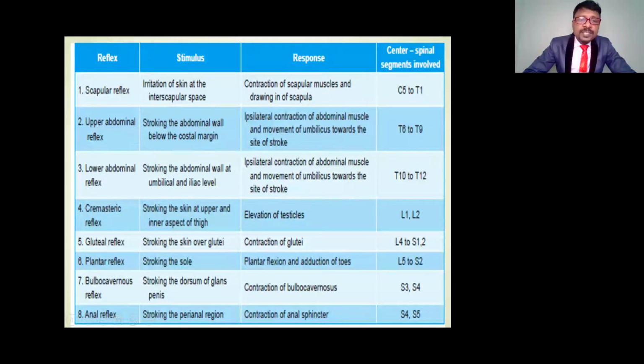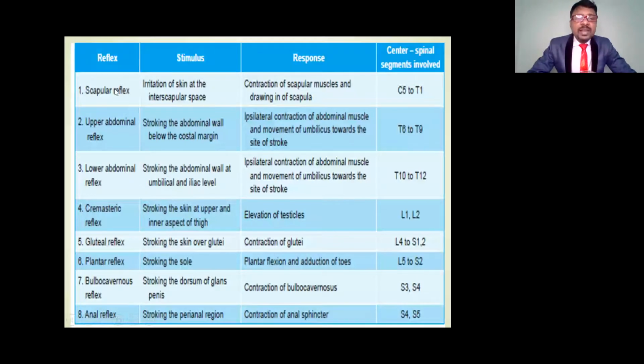The first one is the scapular reflex. The scapular reflex means irritation of the skin at the interscapular region. What happens if we scratch in between the scapulae, between the shoulder blades, or pinch there? What will be the response? Contraction of the scapular muscles and drawing in of the scapula. If you stroke there, they do the contraction. This is a normal response. It indicates the center at C5 to T1. The C5, C6, C7, C8 and T1 nerve roots are responsible for the scapular reflex.